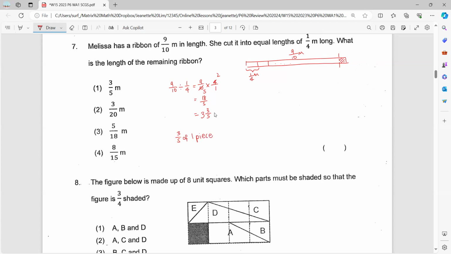You can't get a full piece with the remainder. So you only have 3/5 of one piece, and one piece is 1/4 meters. So find out how much this is in meters. Multiply: 3 over 20 meters. So the answer is 2. The answer is not 3/5 meters. 3/5 means that you don't have the full one piece, you only have 3/5 of that. You have to calculate how long is 3/5 of one piece.